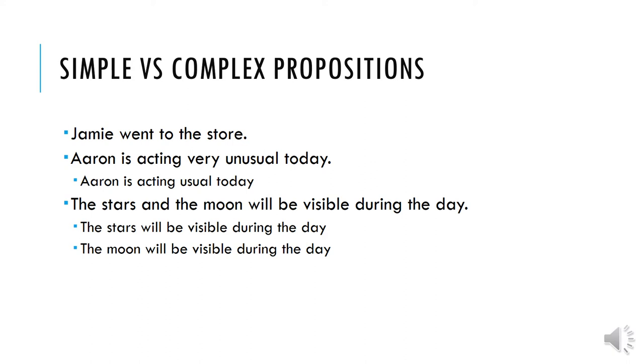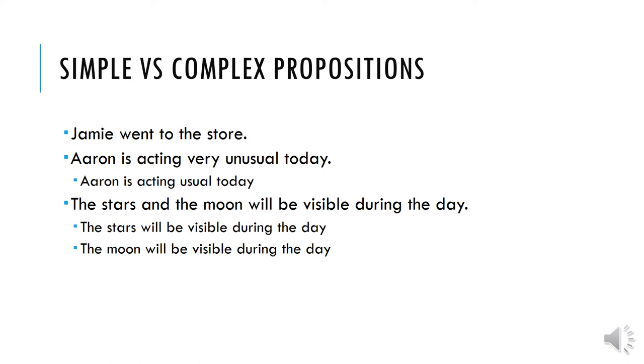Before we get to that, though, it's important that we understand the difference between simple and complex propositions. A simple proposition is just a proposition, one of those statements where you have a subject and a verb, and something is occurring to where you're making an assertion about the world. So take the first sentence, for instance, Jamie went to the store. Here, this sentence cannot be broken up any more than it already is. It's making a very simple assertion about Jamie and where she went.